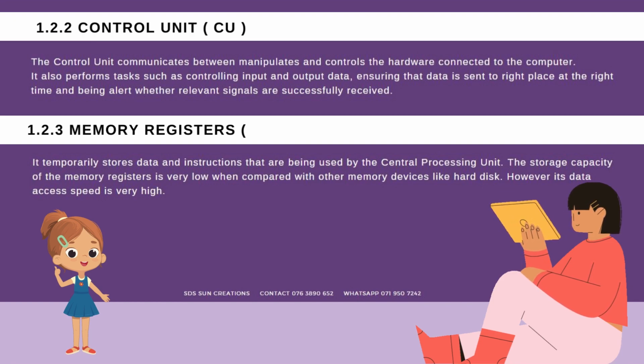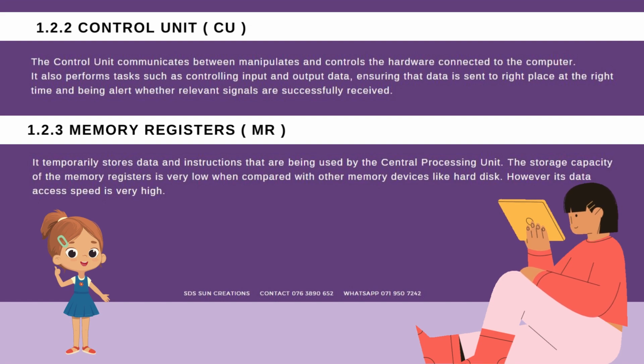1.2.2 Control unit (CU). The control unit communicates between, manipulates, and controls the hardware connected to the computer. It also performs tasks such as controlling input and output data, ensuring that data is sent to the right place at the right time, and being alert whether relevant signals are successfully received.